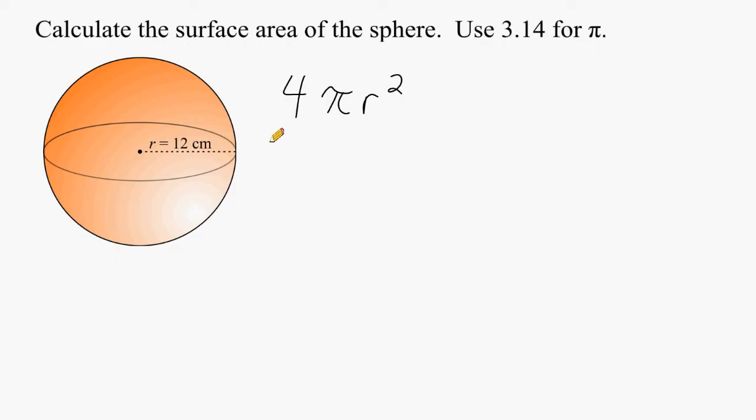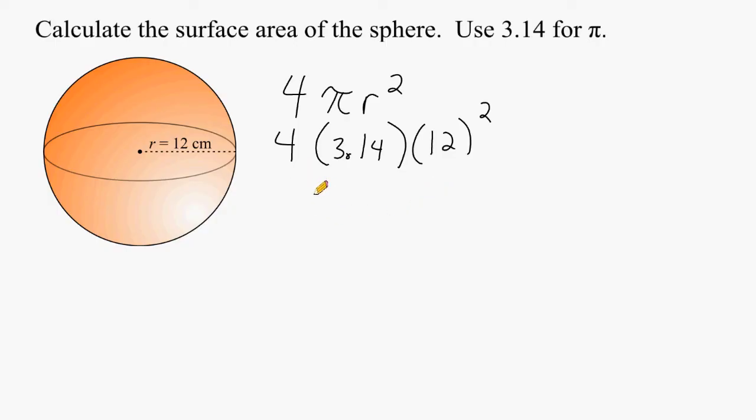All right, let's go ahead and calculate the surface area. So we're going to write 4 times 3.14 times the radius squared, and in this case our radius is 12 centimeters, so we have to raise 12 to the second power. Now for the next step, we're going to take 12 and square it, and 12 times 12 is 144, but what I'm going to do next is take 144 and multiply it by 4.